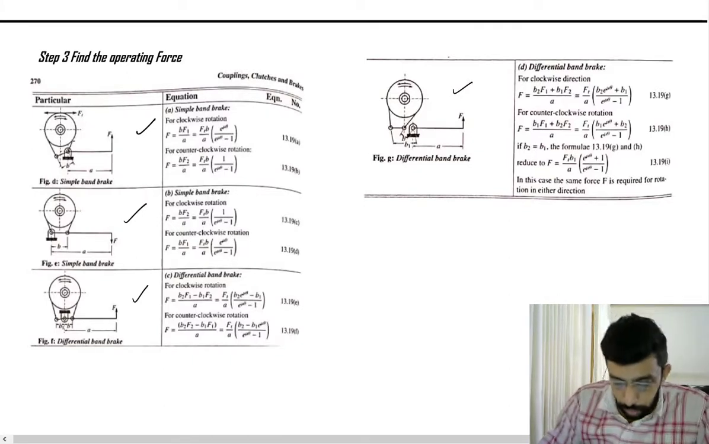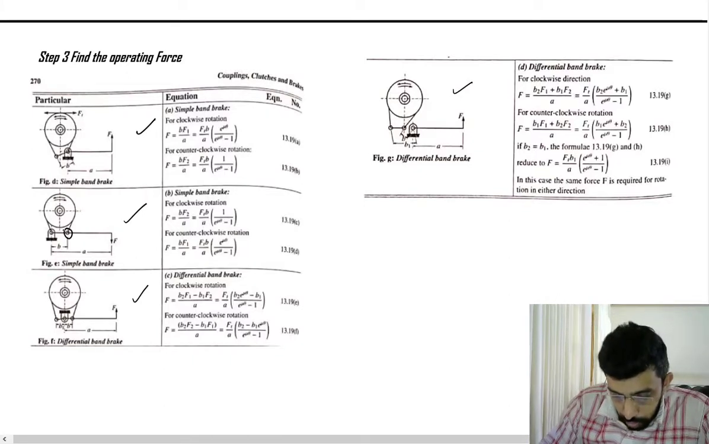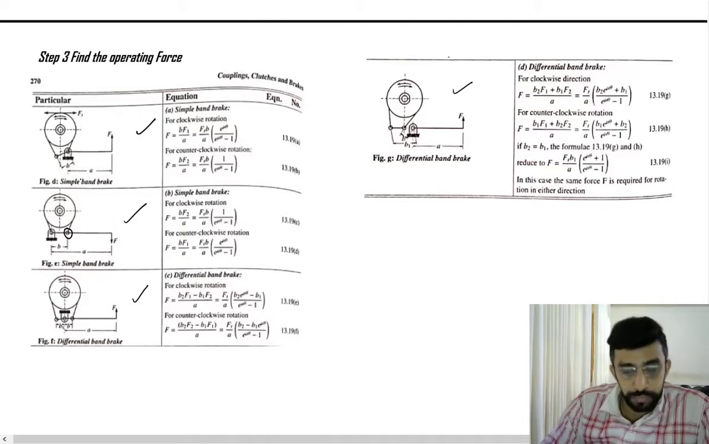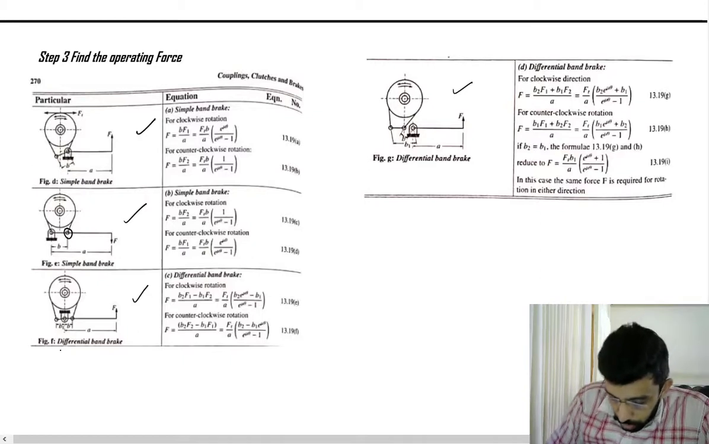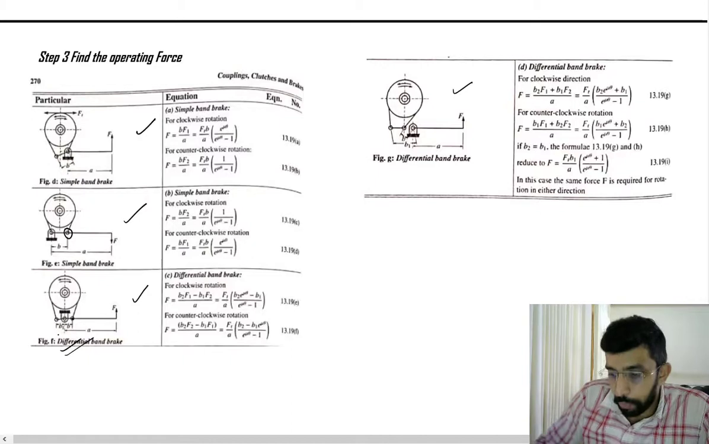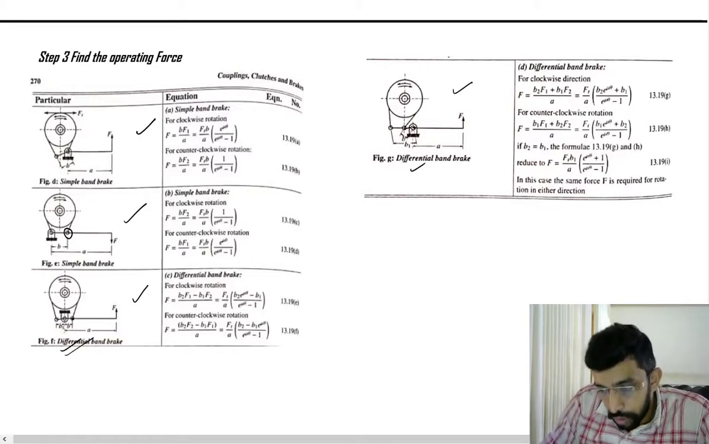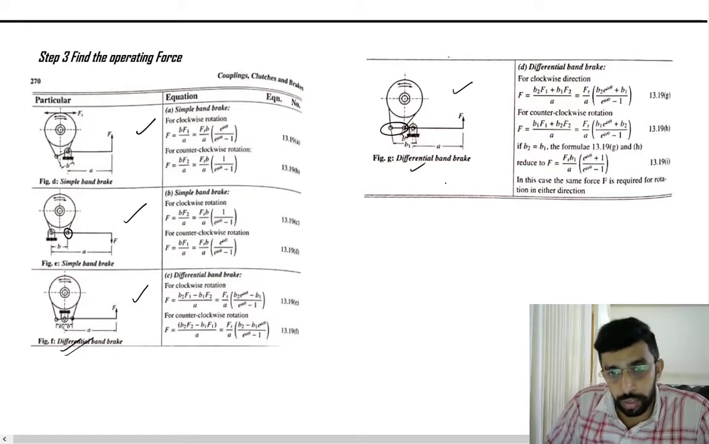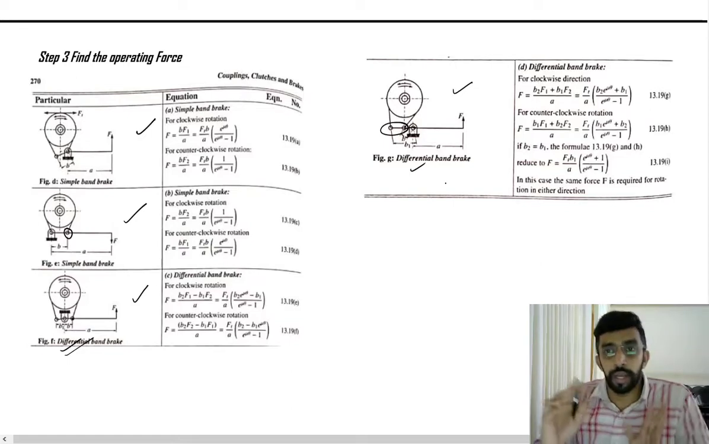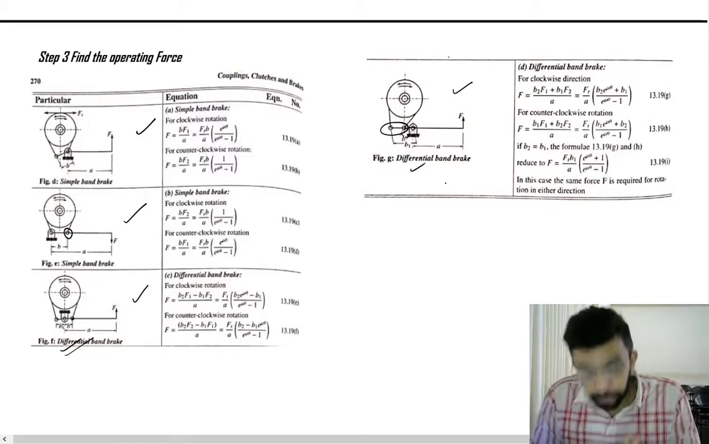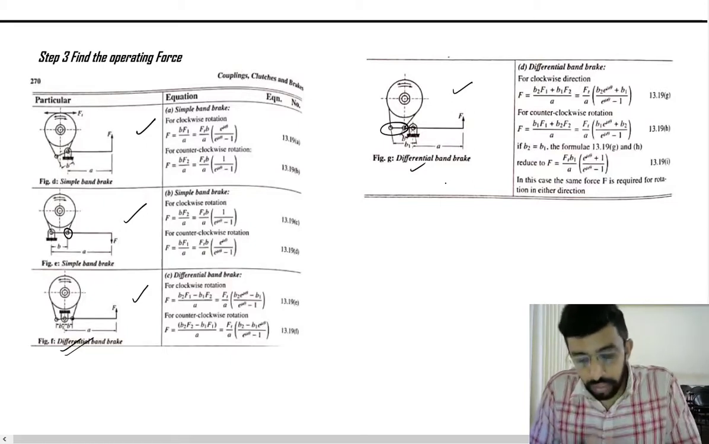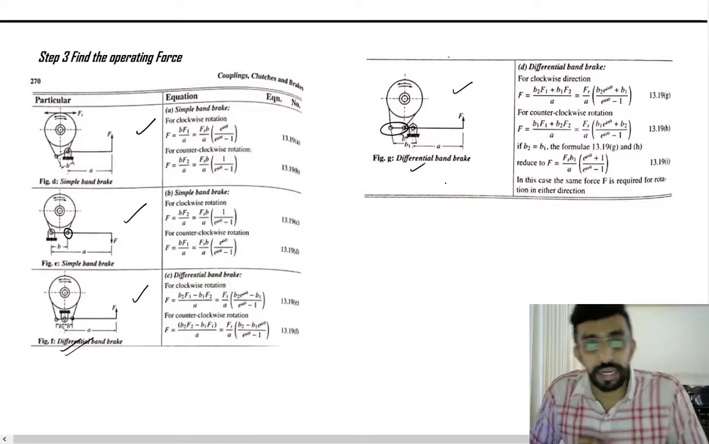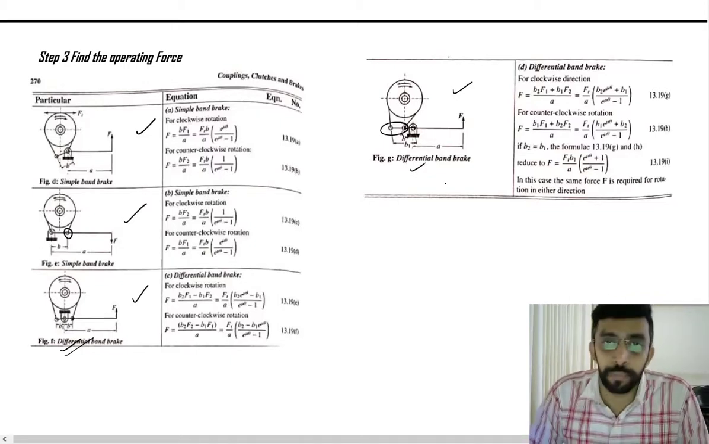So in the simple band brake, one end is on the right hand side of the lever on the fulcrum, and the other end is on the left hand side. For a simple differential band brake like this, you can see one end is on the left hand side and the other end is on the right hand side, but that is not the case here. Here both these ends are on the left hand side. It can be vice versa also. It can be on the right hand side also. So if you have a figure that exactly matches the one given in your data handbook, you can directly take the equations and solve it, no issue.